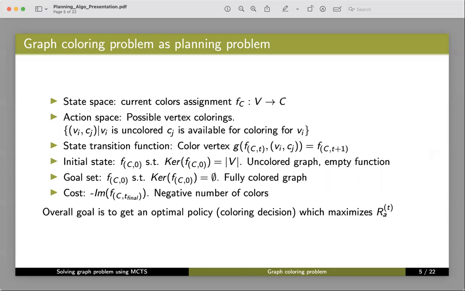Indeed, we have a state space, which is current assigned colors. We have an action space. It's possible colorings of vertices. And we have a state transition function. And initially, we have an uncolored graph, and the state we want to come to is when the graph is fully colored. The cost we assign is the negative number of colors, so the less colors we use, the bigger the reward. And our goal is to get an optimal policy which maximizes the reward.